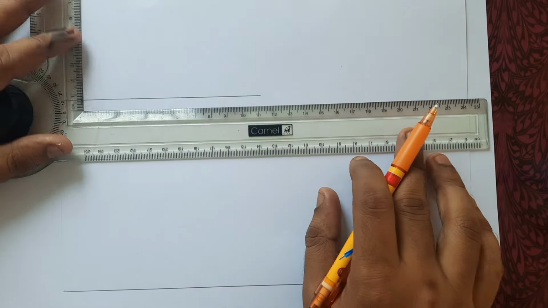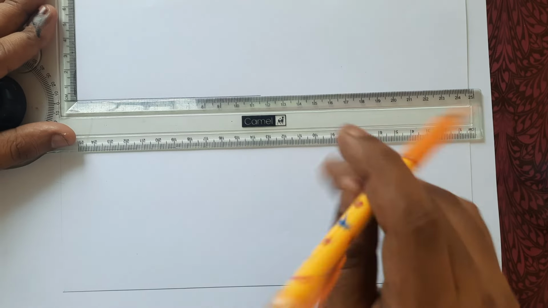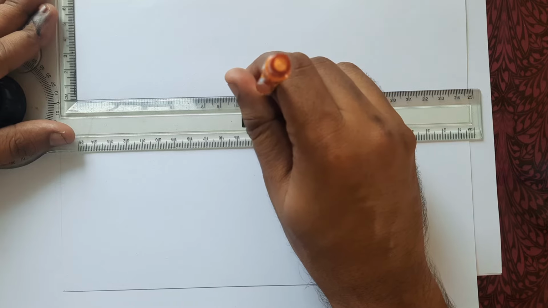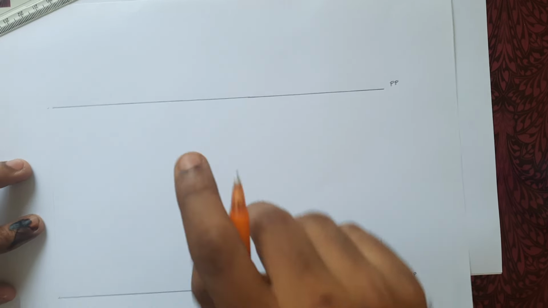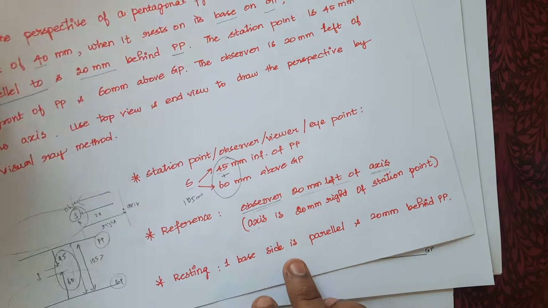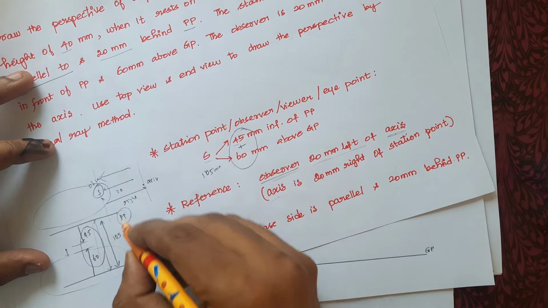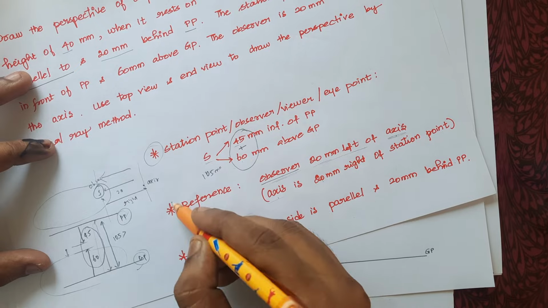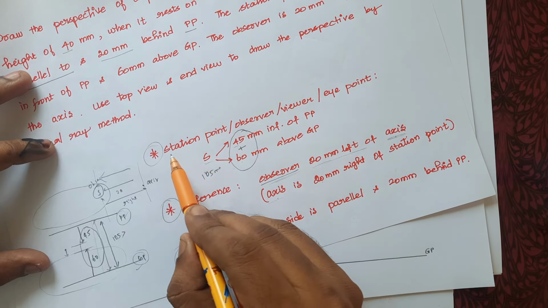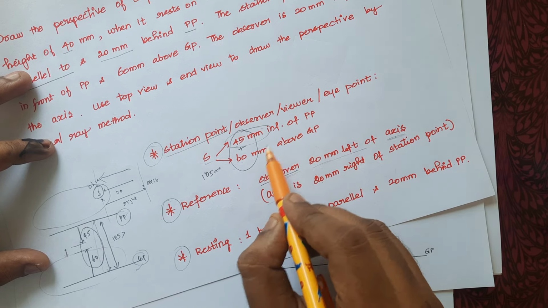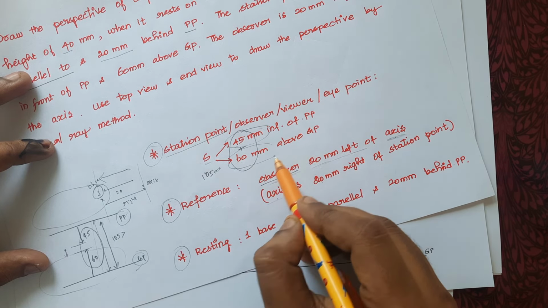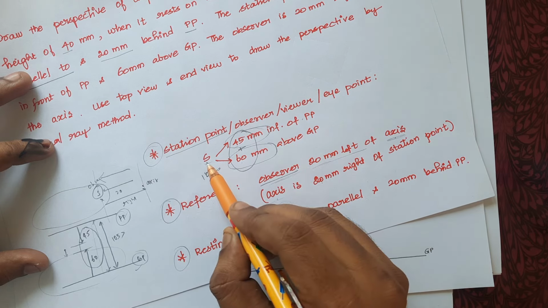Let me draw the picture plane here. This one is the picture plane. Okay. Now, the first data is the data about the station point. We have drawn GP and PP, and we can go with the important data. First one is we have to mark the station point. The station point is 45 mm in front of PP and 60 mm above GP. So we have to mark the station point.